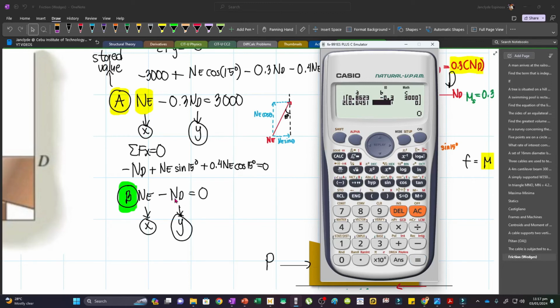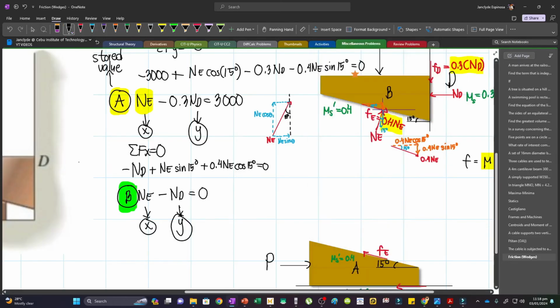And then for ND, my coefficient is essentially 1. Now be careful of this one, because some students will write this as 0. However, this is essentially negative 1. So minus 1, and then this will be equal to 0. And so to get NE and ND, press equals. The first value will be our NE, because it corresponds to our x.